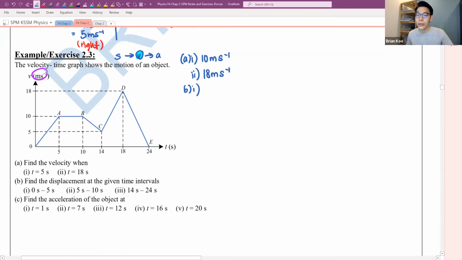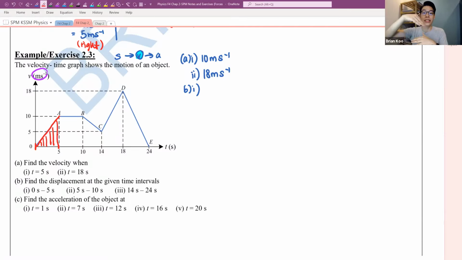So 0 to 5 seconds, meaning from here until here. The graph looks like this. When we say area under the graph, it means underneath like that. It's always the sandwich part between the graph and the x-axis. So what is this shape? It's not a foreign shape, right? It's a triangle, Nima, right? I hope you are okay with the triangle formula.